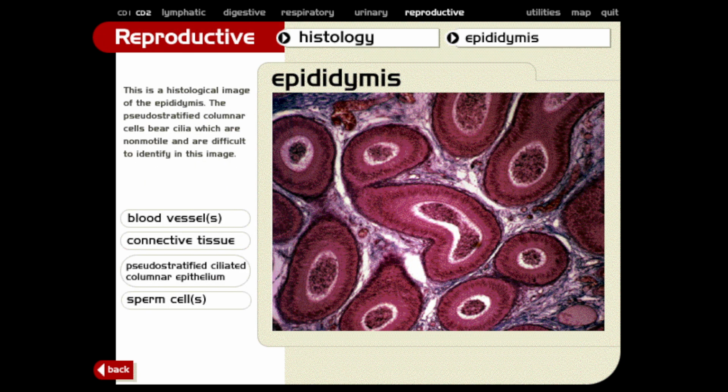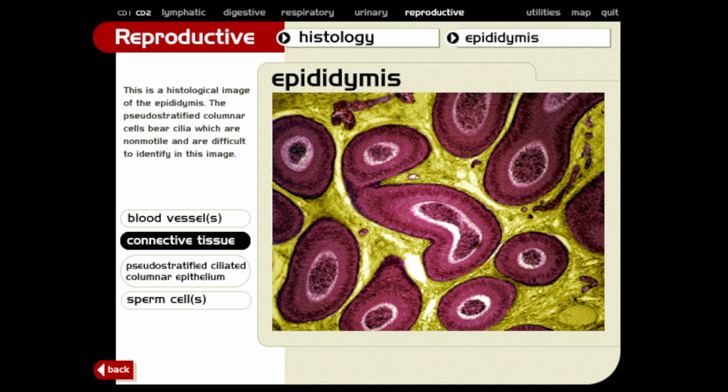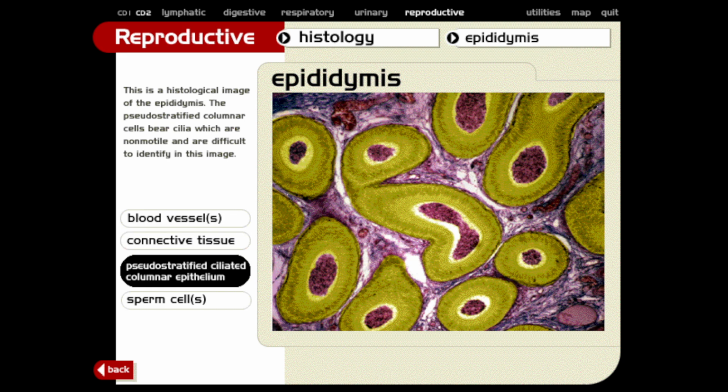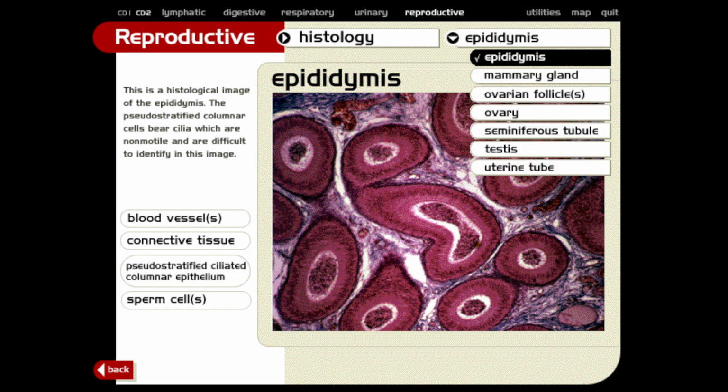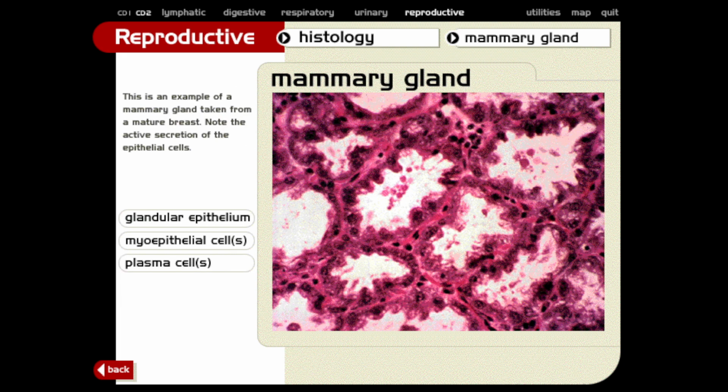This is a histological image of the epididymis. The pseudostratified columnar cells bear cilia which are non-motile and are difficult to identify in this image. This is an example of a mammary gland taken from a mature breast. Note the active secretion of the epithelial cells.